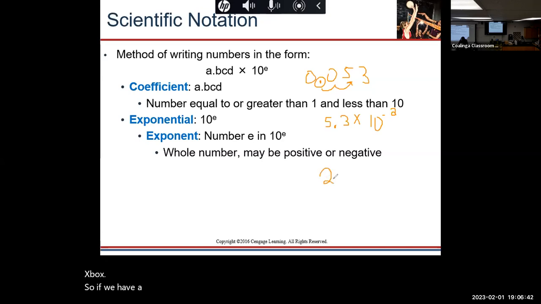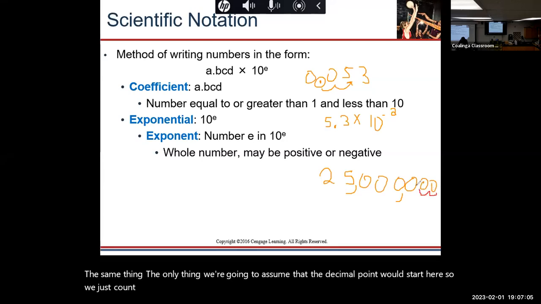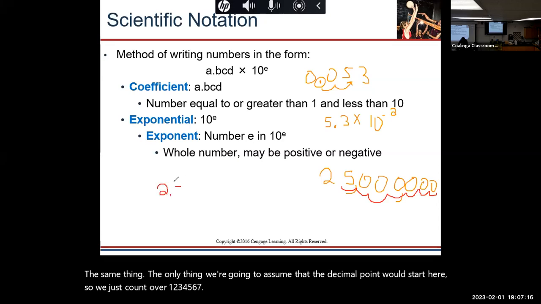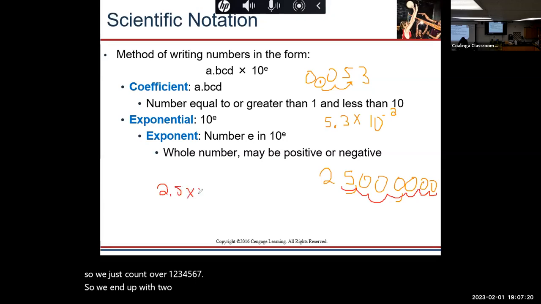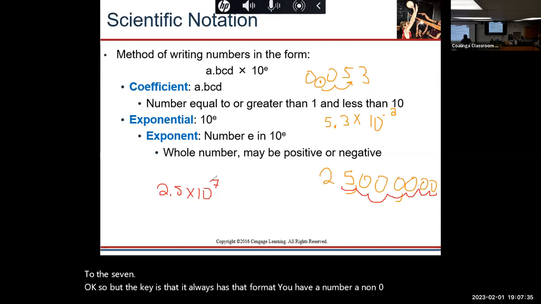So if we have a number like this, we're going to do the same thing. Only thing, we're going to assume that the decimal point will start here. So we just count over 1, 2, 3, 4, 5, 6, 7. We end up with 2.5 times 10 to the 7. The key is that it always has that format. You have a non-zero number, a decimal, and then you can have numbers following.